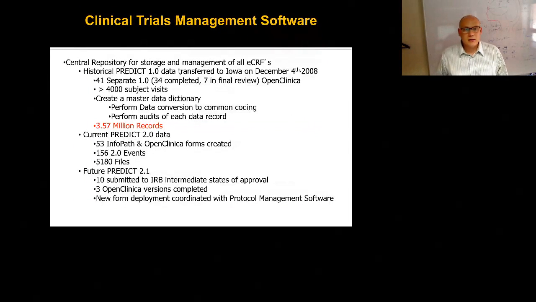So the clinical trials management software that we have currently has 3.57 million records in it from over 4,000 subject visits, from different forms at different times, where all of the data has been converted into a common coding system, and we can perform audits to ensure that it's of the highest quality data. In addition to that, we can take this from our centralized database, and we can share it through the dbGaP system with external collaborators who may have other novel analysis that they'd like to perform on it.